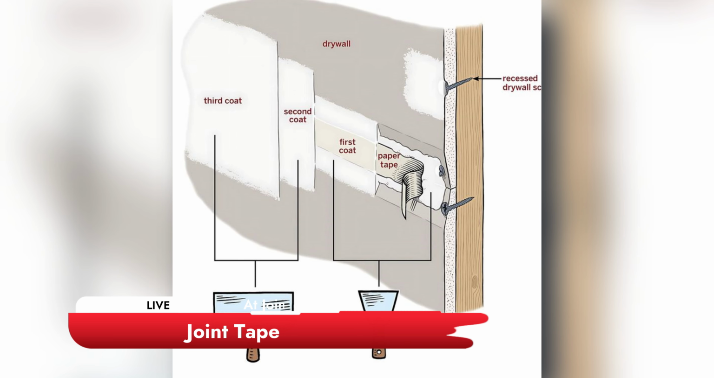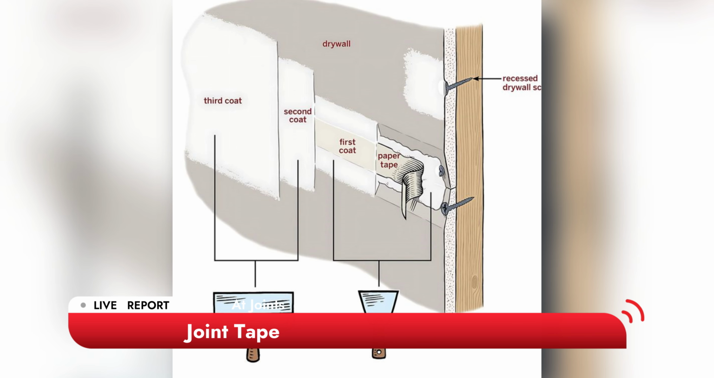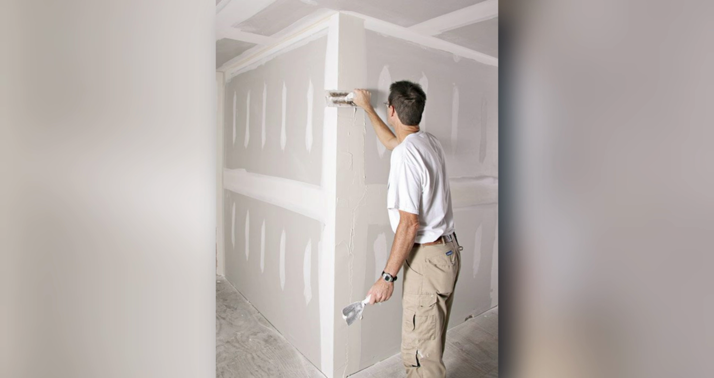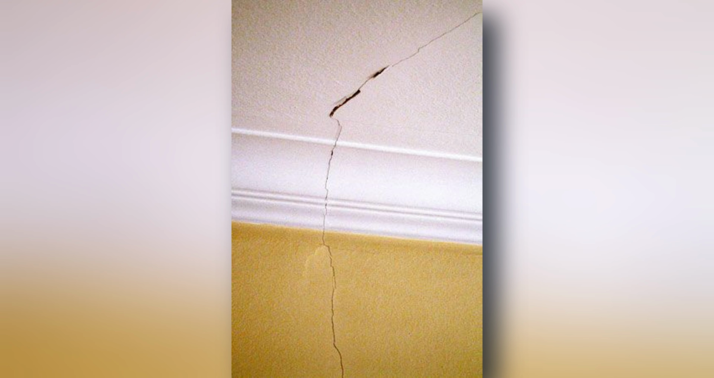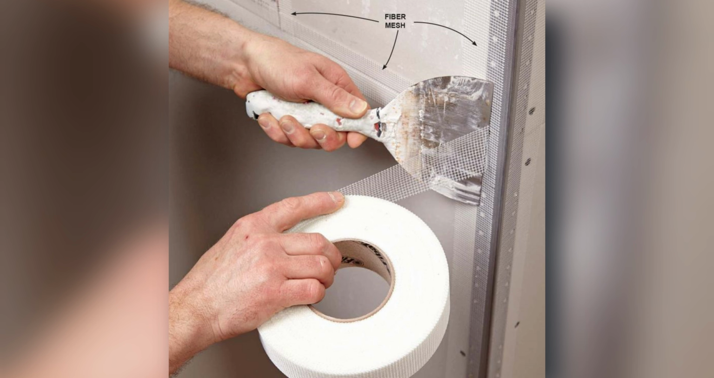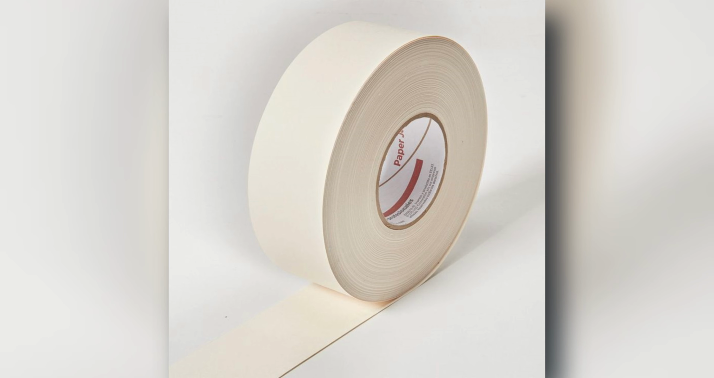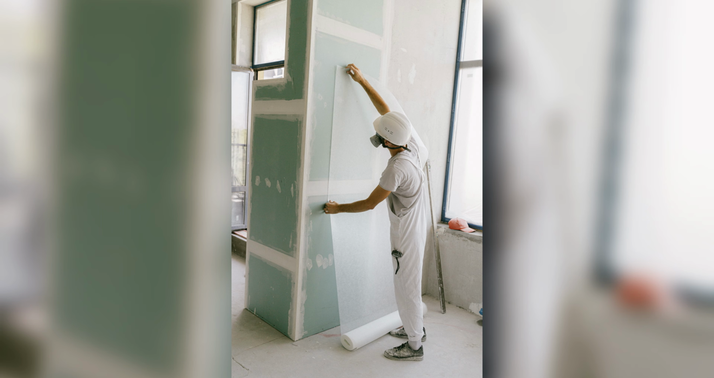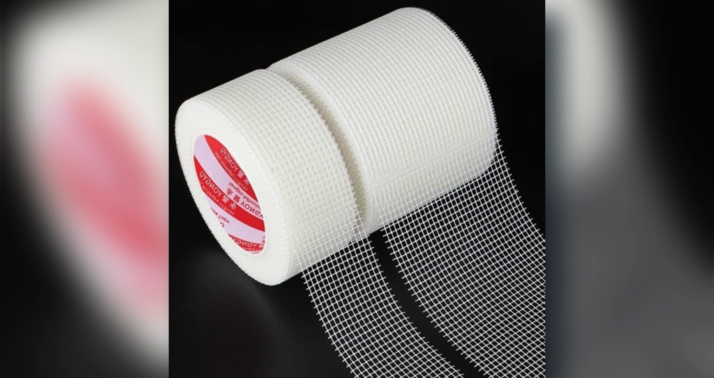When two drywall sheets meet, a joint is created. If we simply apply compound over that joint, cracks will eventually appear. That's why joint tape is used. Tape reinforces the joint and helps distribute movement across the surface. There are two common types, paper tape and fiberglass mesh tape.